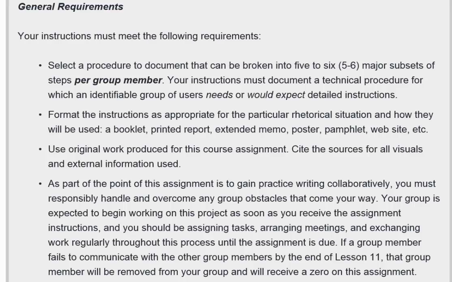As a group, you need to agree upon a procedure that you will discuss and instruct your reader how to complete. You should have roughly 5 to 6 sets of steps per group member.